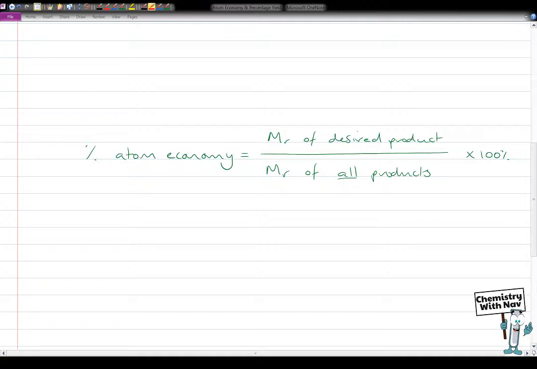This is a bit like if you order a memory stick from Amazon. They send it to you in an enormous package, but actually all of that packaging has to be thrown away or recycled. It's not actually useful. The only bit that was useful was the tiny memory stick that came in the giant box. So your desired product is the very small memory stick, whereas the entirety of everything that came along is all the products, so the packaging as well as the actual item that you wanted. This tells you as a percentage how much is useful, and so therefore we want to have atom economies which are very high so that we don't have a great deal of waste.